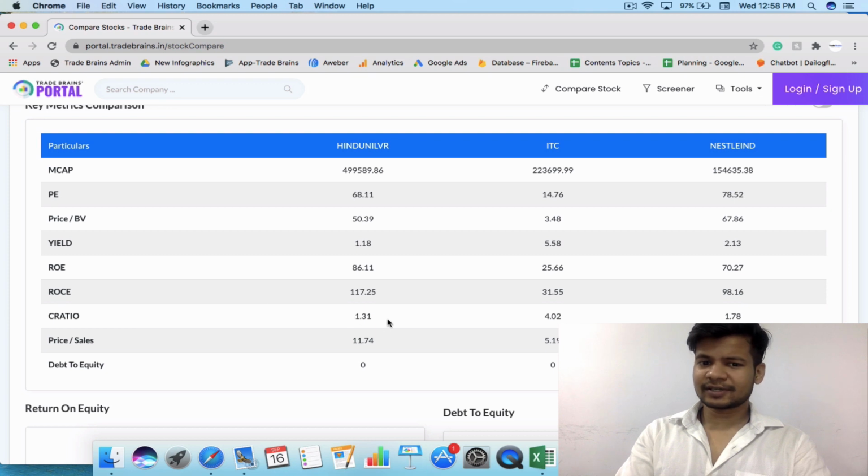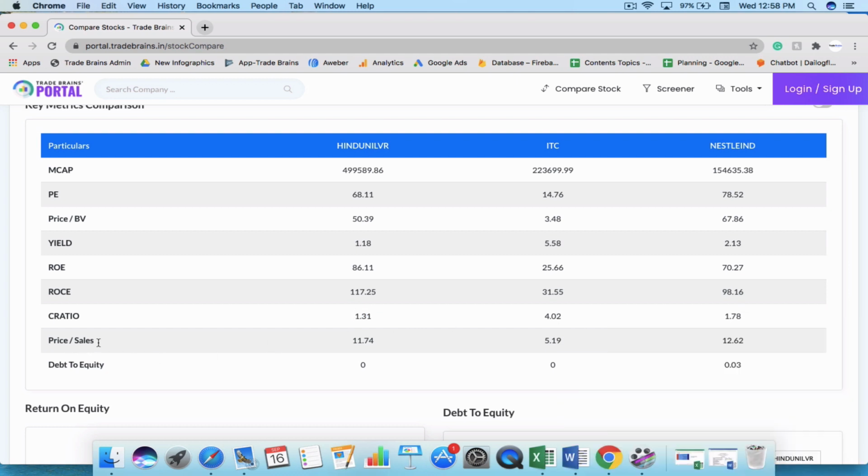So all the three companies have a current ratio greater than 1, and it is highest for ITC, which means that ITC can easily pay all its short term or current liabilities, and these two companies also have a current ratio greater than 1.